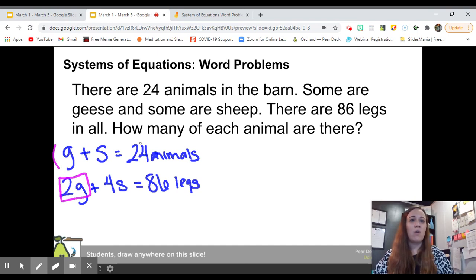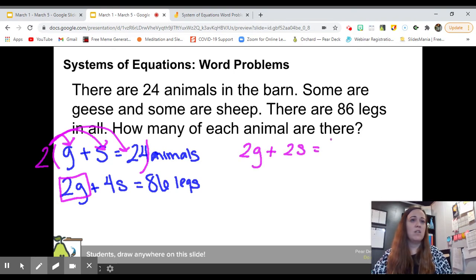So in order to do that, I want my top coefficient for the geese to also be 2. So it looks like 2 times G, 2 times S, and 2 times 24. So that's 2G plus 2S is equal to 48. And then that bottom one is going to stay the same. 2G plus 4S is equal to 86.